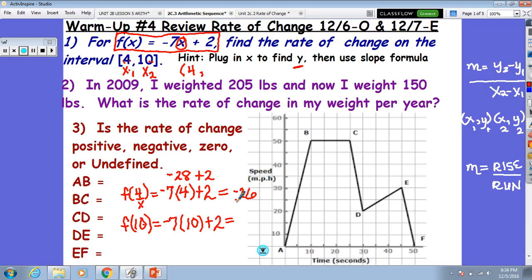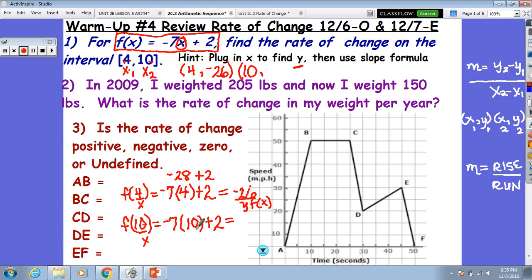And the y value, which was my output, or f of x here, remember they're the same thing, my output was negative 26. So when I put in 4, I got a negative 26 out. Now I have to do it for my second point. So this point, our input is going to be 10, because that is what we're putting in. This is my x value.